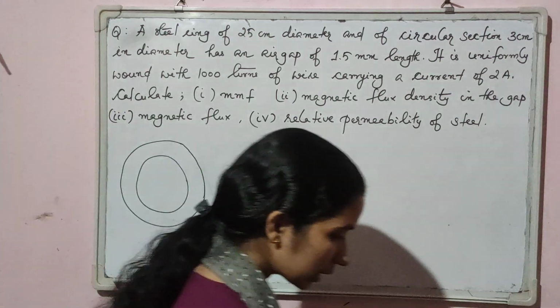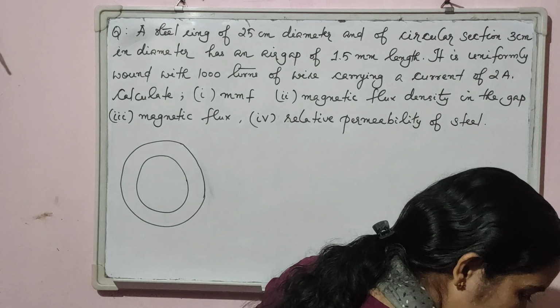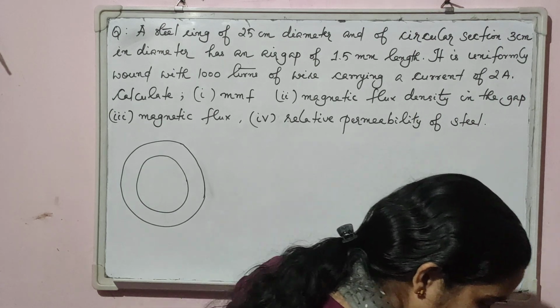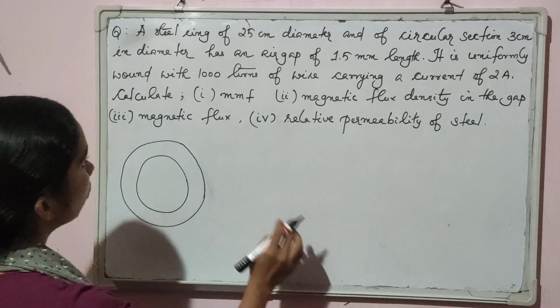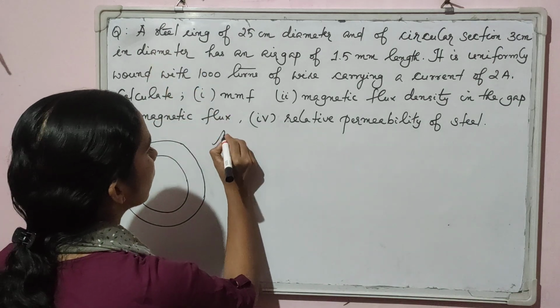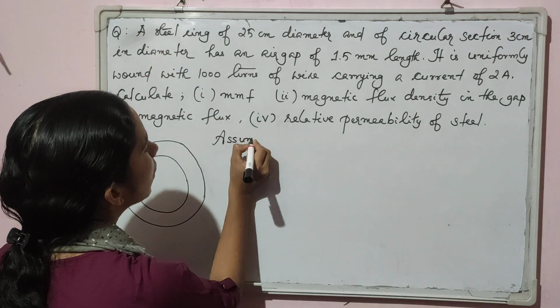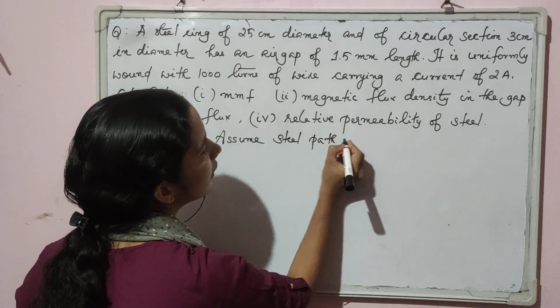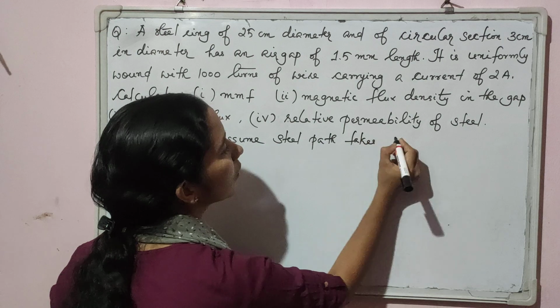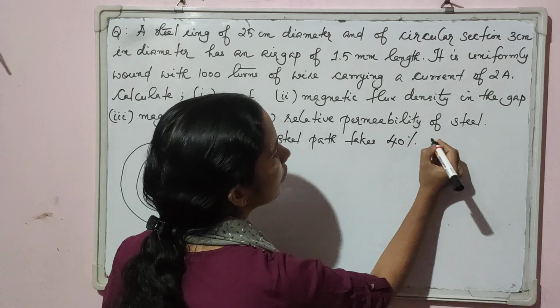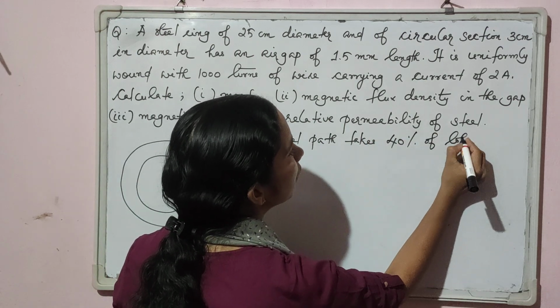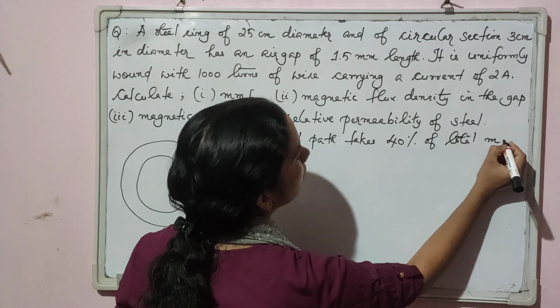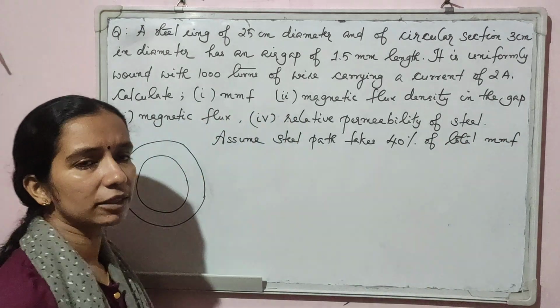So one more point is given here, that is, assume the steel path takes 40% of the total MMF. So this is the question.